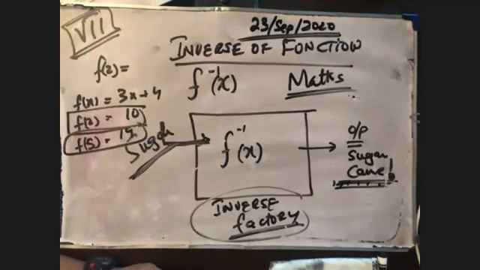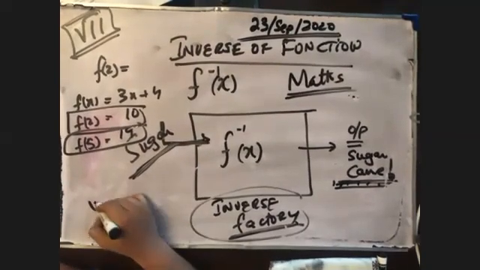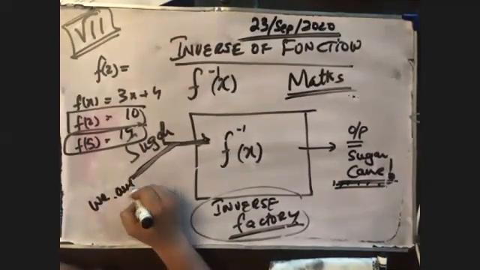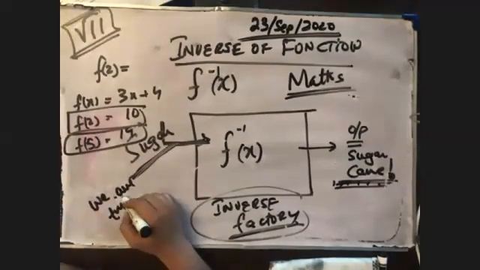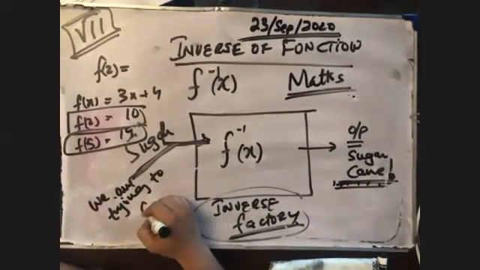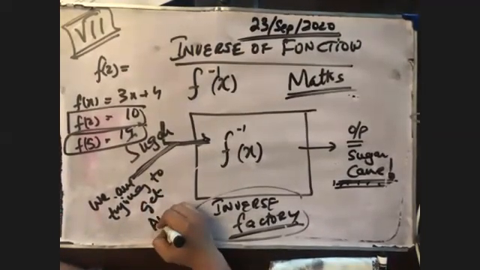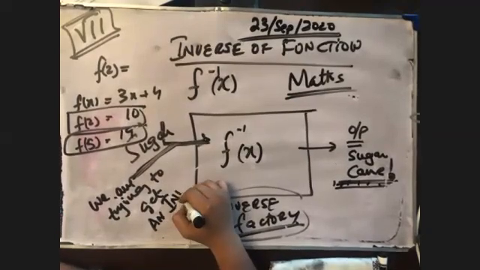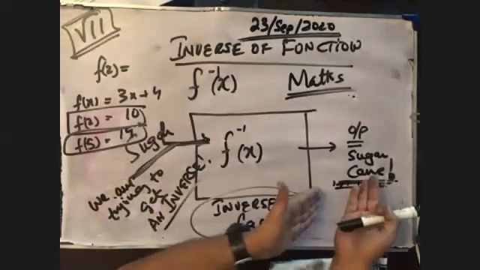Board number 7. First copy board number 7. What are we trying to do? We are trying to get an inverse. Inverse means opposite.